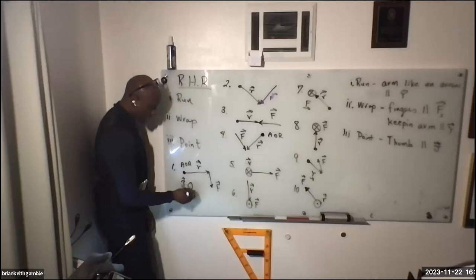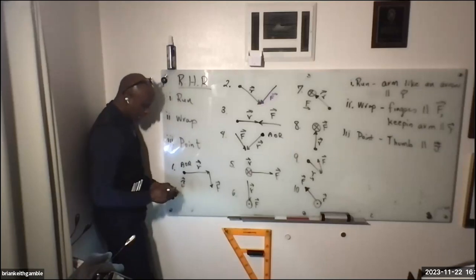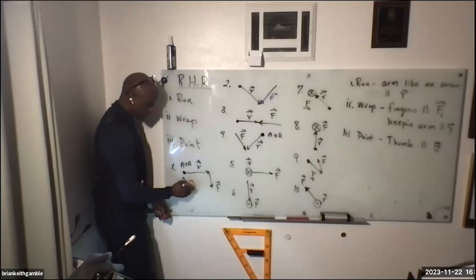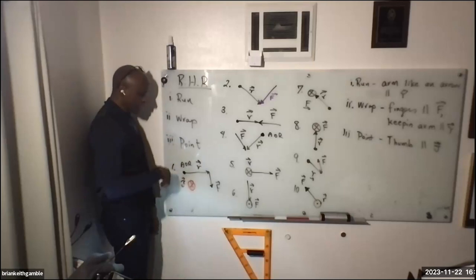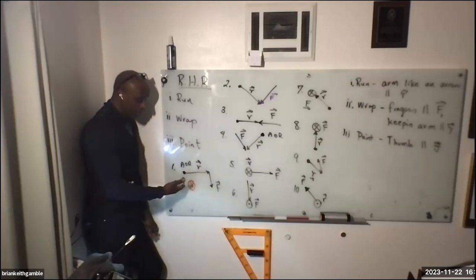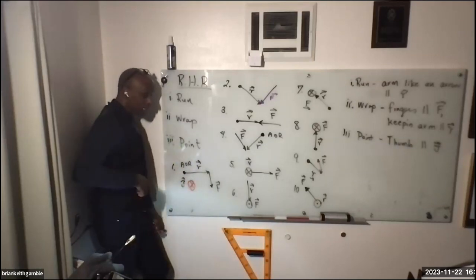So to give the answer, remember a crosshatch is in and a dot is out. So the answer would be that torque is into the board. And you can see from this that the rotation is perpendicular to that direction, the plane of rotation.